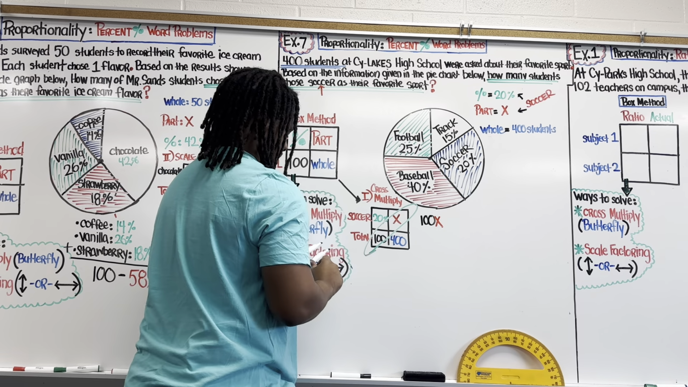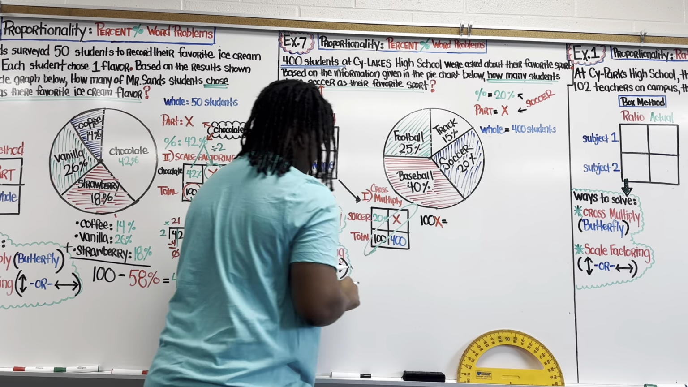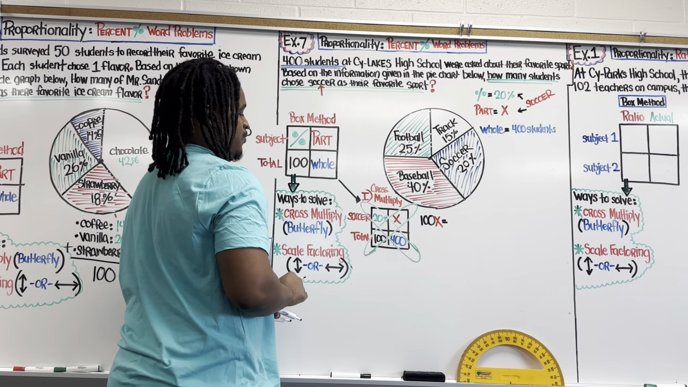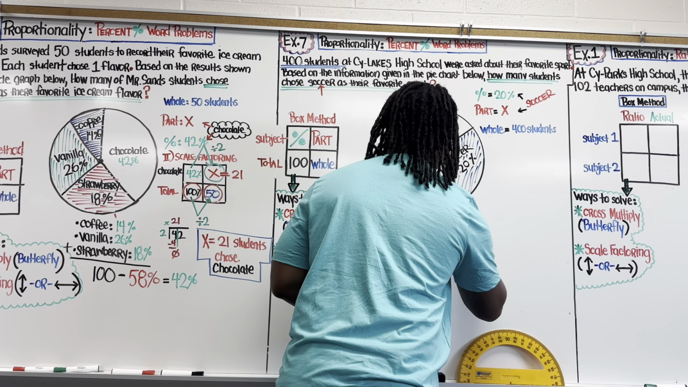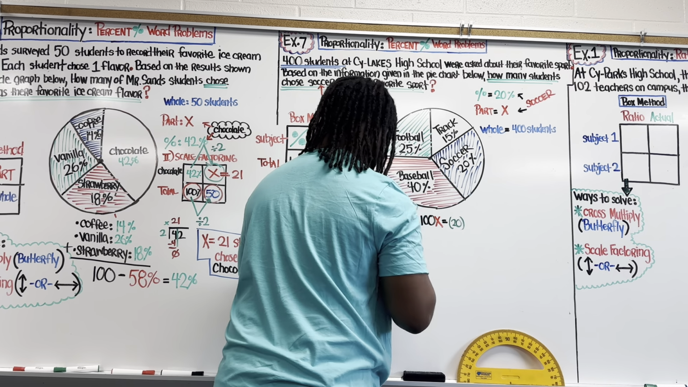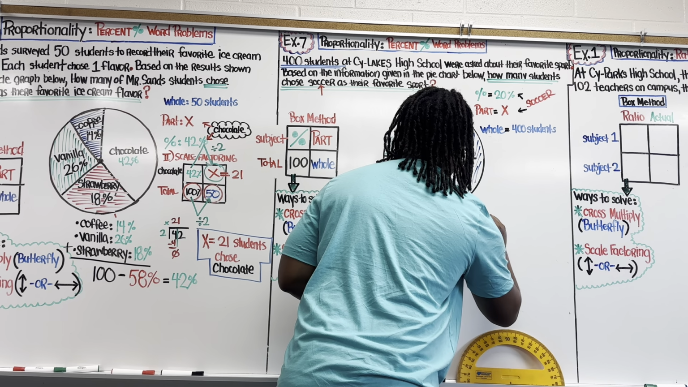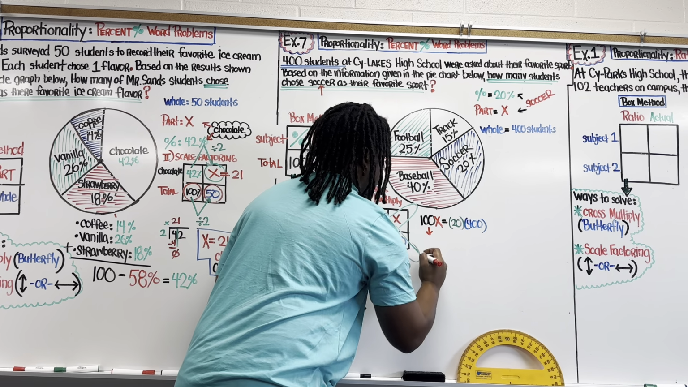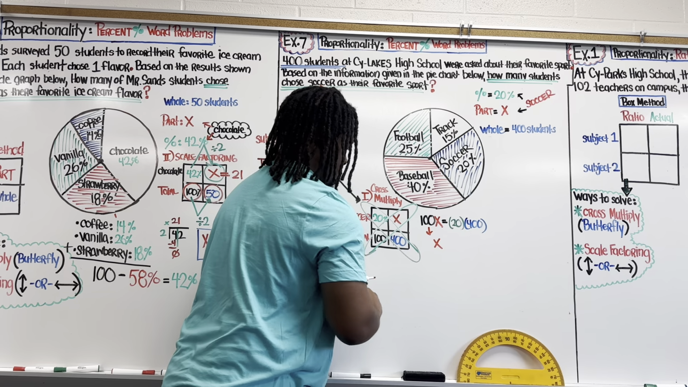Okay, and then on the other side, we're going to multiply the other two numbers or values that are diagonal, which is 20 times 400. So we have 20 times 400, okay? 100 times X is still 100X, that stays the same.